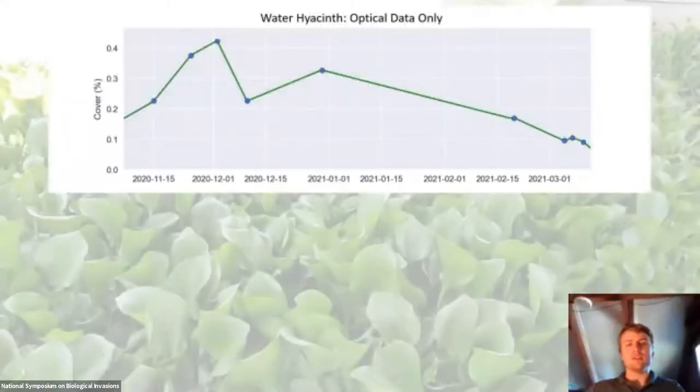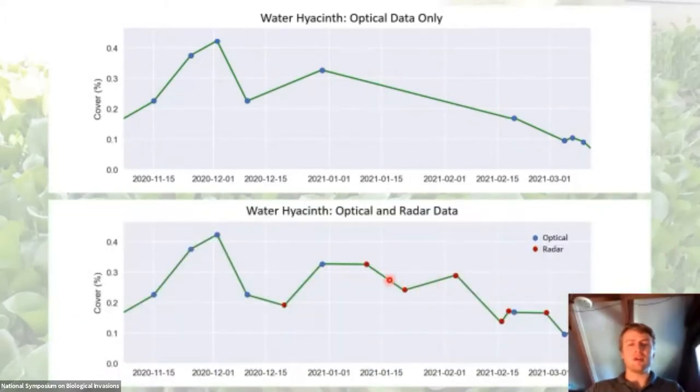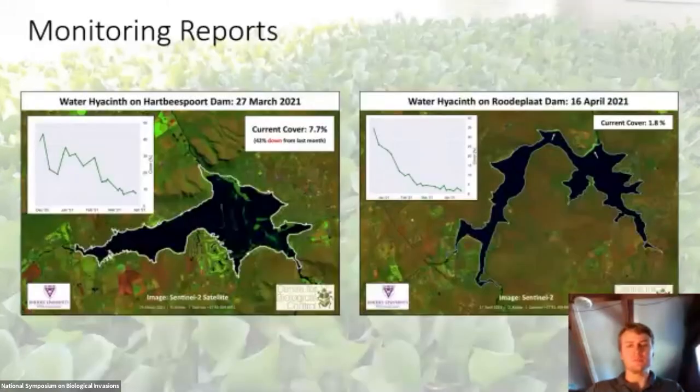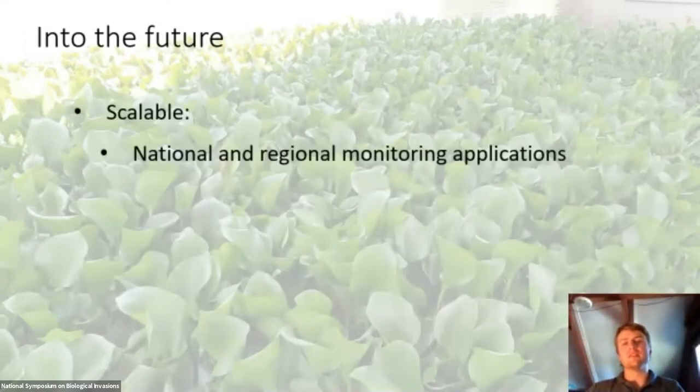And what that lets us do is take an image like this, where there are large gaps in the time series, and fill those gaps with radar data, giving us a more detailed and more up-to-date monitoring tool. Using these methodologies has enabled us to create reports for various dams, and enables us to monitor the situation on these dams on a week-by-week basis. So into the future, because these methods are scalable, there's potential for national and even regional monitoring applications. And so, as I've said before, our focus is on Hartbeespoort Dam, but this is certainly not just limited to Hartbeespoort Dam. There's a lot of potential for collaboration.